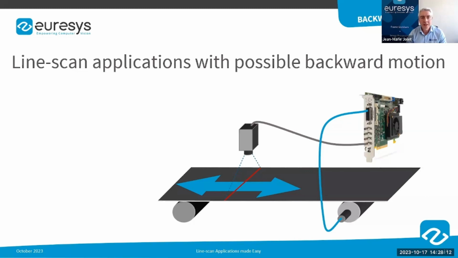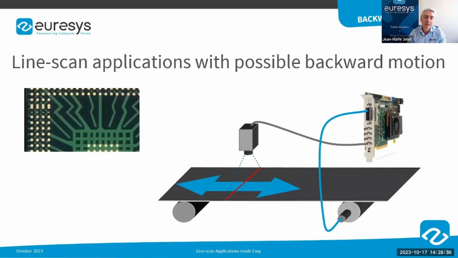For some line scan applications, especially at low speed or when the application is starting, backward motion might be observed. In this case, the same portion of the object or the web is acquired several times: first in the initial forward direction, then in the backward direction, and then again in the forward direction. And of course, this will result in distorted images. To avoid this problem, Euresys provides a tool called a backward motion compensator.